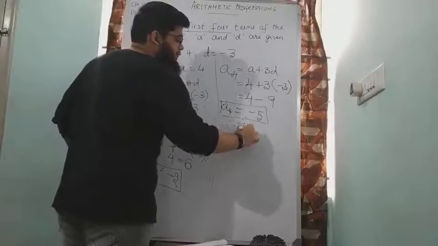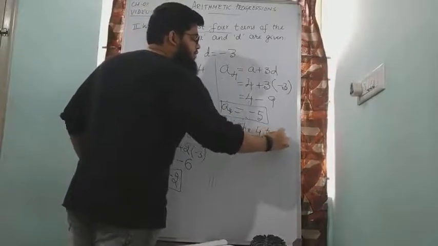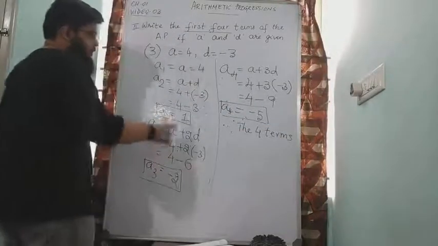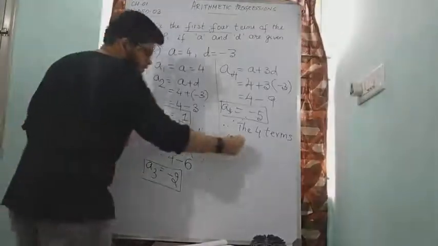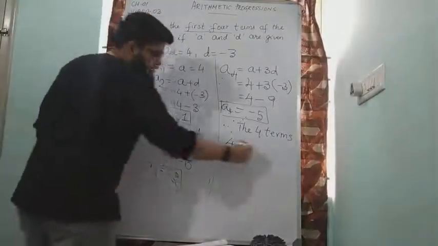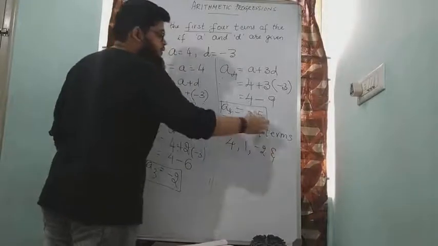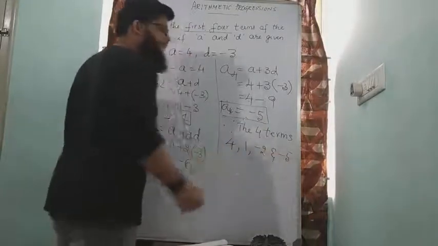Therefore, the first four terms of the AP here are: first term is 4, second term is 1, third term is minus 2, and the fourth term is minus 5.